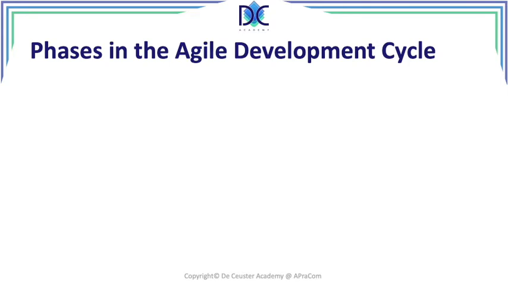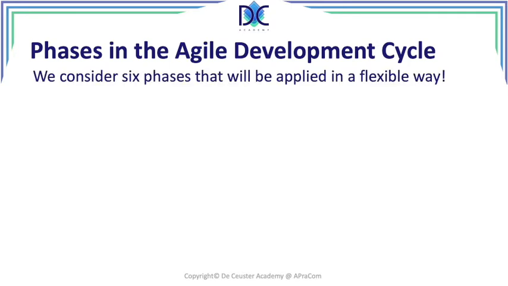So let's have a look at the phases in the Agile development cycle. Now there are 6 phases that will be applied in a flexible way. They don't have to be in order, they can be in different orders, but basically we are always using those 6 phases in Agile projects.